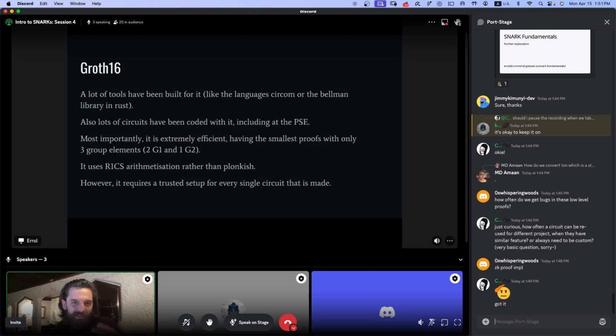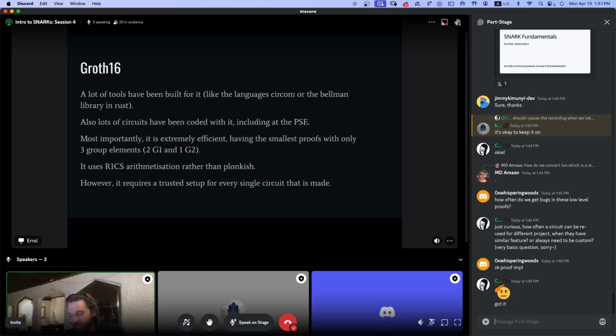For example, Macy, the voting system at the PSE, a project there, and I think Semaphore as well, and a bunch of other places have used Groth 16. And that's not just because it was one of the earliest ones that could be used. There are some very good reasons to use Groth 16.